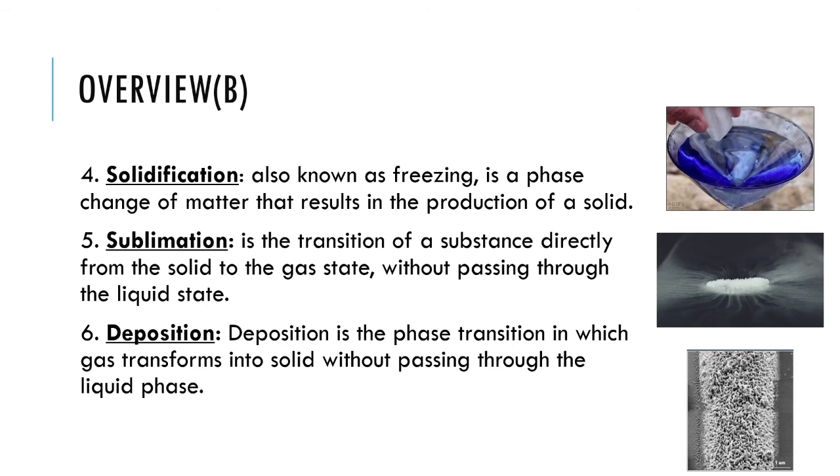Moving on, we have solidification, also known as freezing, a phase change of matter that results in the production of a solid. As shown in the figure, water turns into ice. And then we have sublimation. Sublimation is the transition of a substance directly from solid to the gas state without passing through the liquid state. On the right, we see dry ice sublimating from solid to gaseous. Deposition. Deposition is the phase transition in which gas transforms into the solid without passing through the liquid phase.